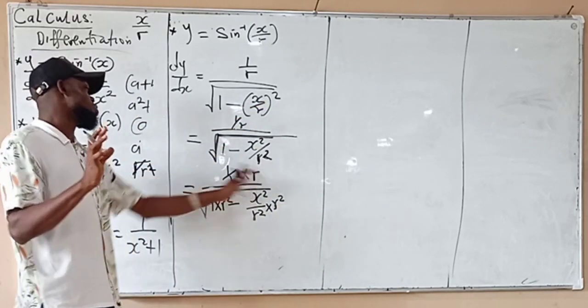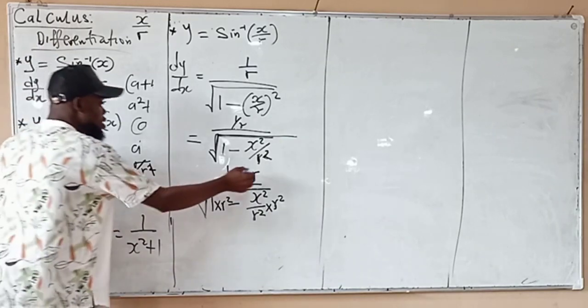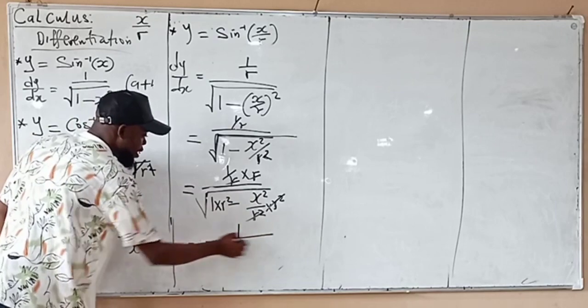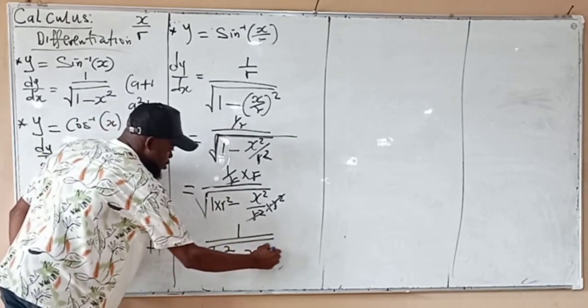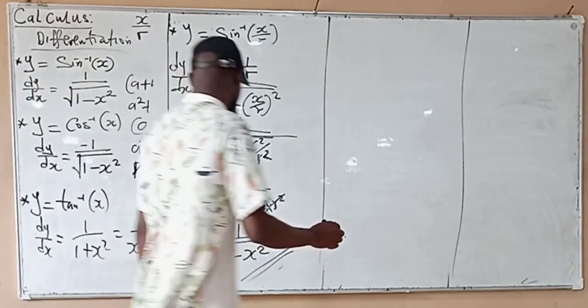I'll now move it out. This will multiply the numerator, since the numerator now has a square root. So this r will cancel this r. This one cancels this one. I'll be having 1 over the square root of r squared times 1, which is r squared minus n squared. So that's going to be your answer. You take note of that, it's very, very important.